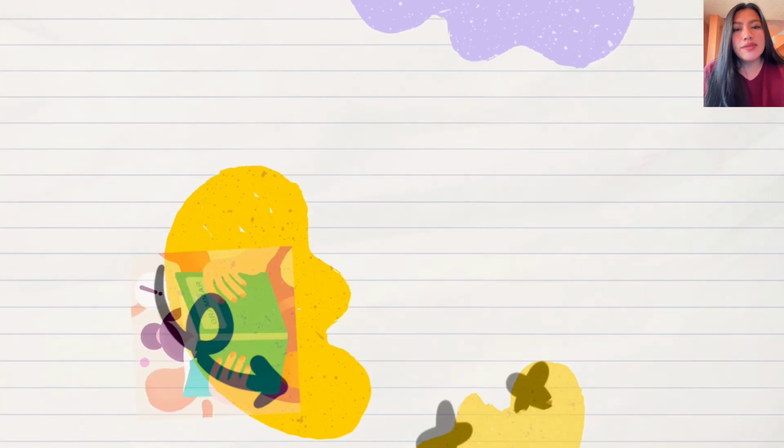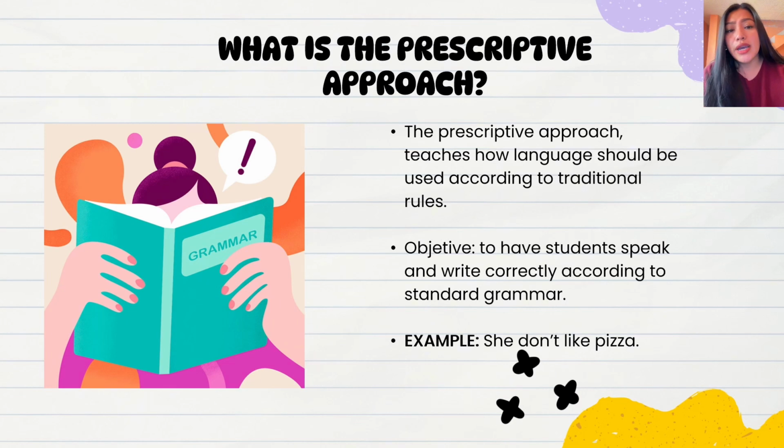First, we have the prescriptive approach, which is based on the idea that there are correct and incorrect linguistic forms, and it also establishes traditional grammatical rules that must be followed without allowing for variation. Its main objective is for the student to be able to speak and write correctly according to the standard grammar of the language. For example, "she don't like pizza." The prescriptive approach points out that the use of "don't" with a third person singular is incorrect, since the standard form is "doesn't."